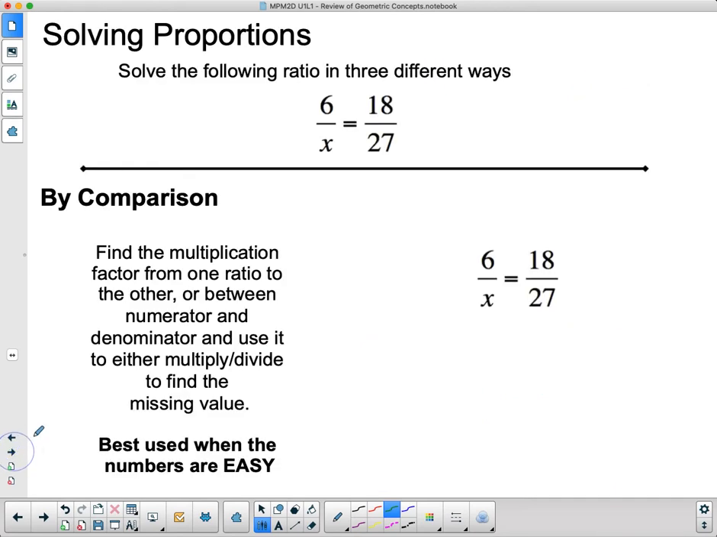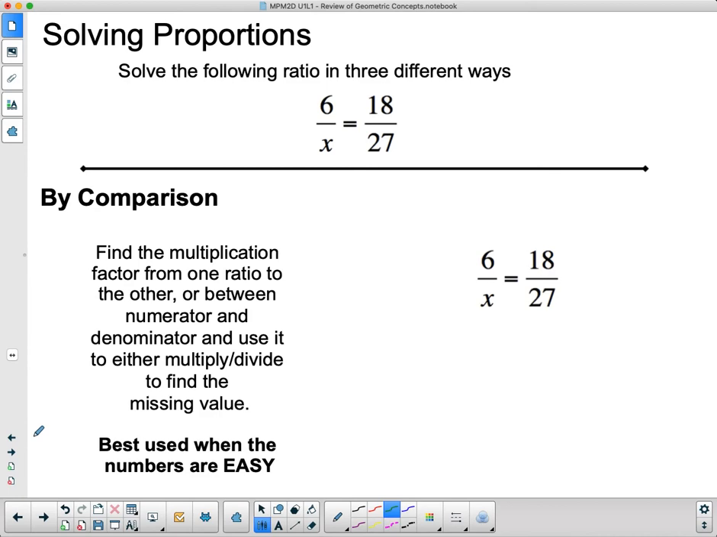Okay, now going on, another review we're going to have is just solving proportions. And there's three different ways that you can solve proportions. And I'm going to go through all three of them. You do not have to do all three of them, but sometimes it's faster to do one way than another. So it's good to know all of them. But if you do it by the same way every time, you should be good.